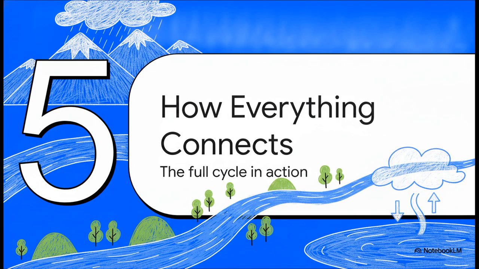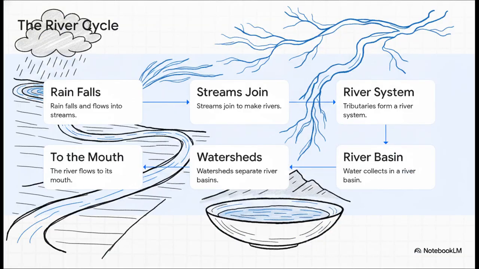Part 5. Let's see how absolutely everything connects to make the full cycle happen. Check out how perfectly this natural cycle connects step by step. Step 1, rain falls on the land. Step 2, that water flows into small streams.